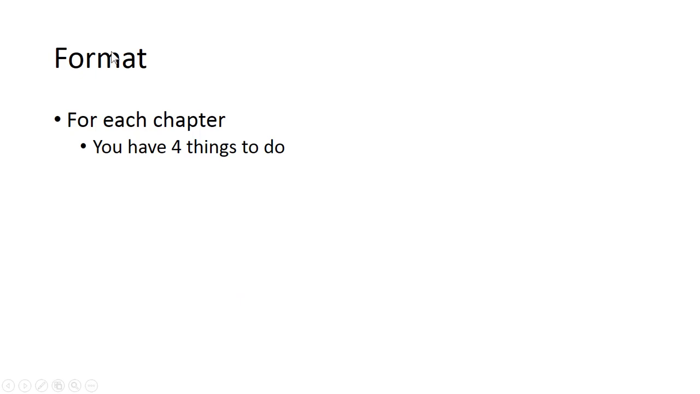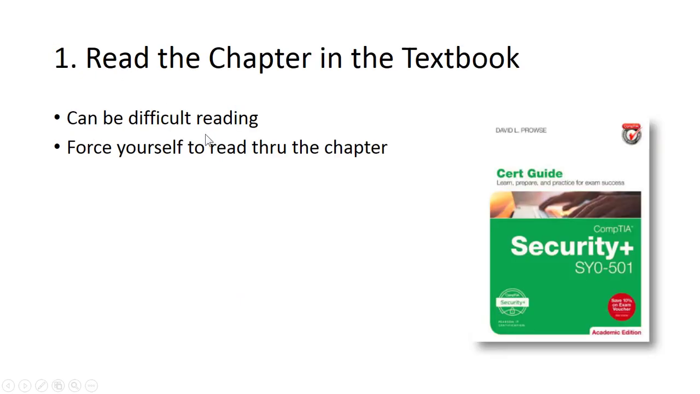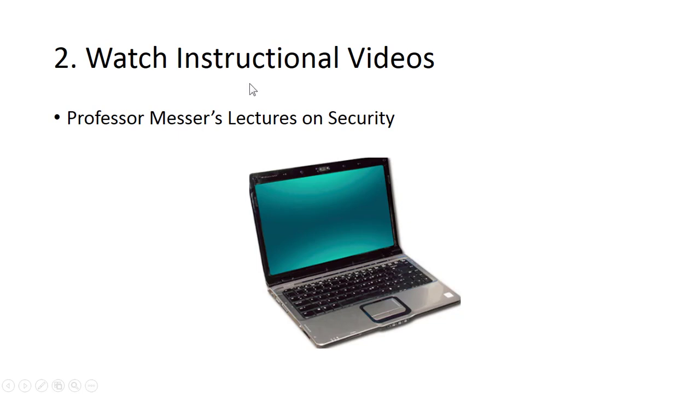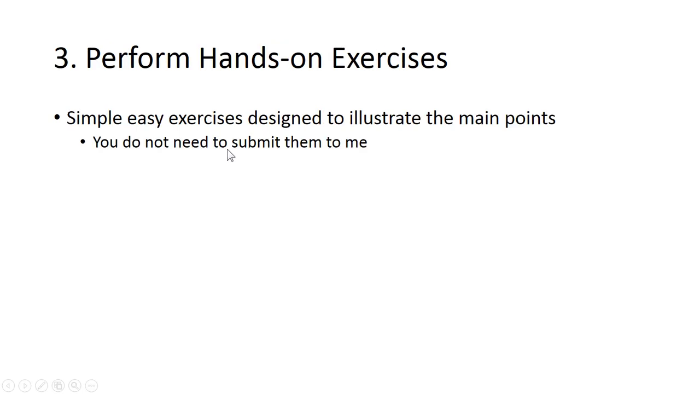For each chapter, you have 4 things to do. 1, read the chapter in the textbook. This can be difficult reading, especially if you're new to the material, but please force yourself to read through each chapter. Then watch the instructional videos. These are Professor Messer's lectures on security. Then the third thing to do for each chapter is to perform the hands-on exercises.